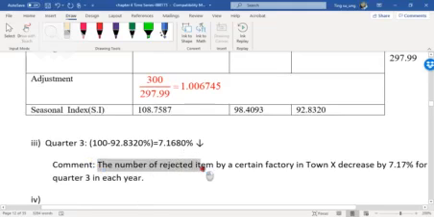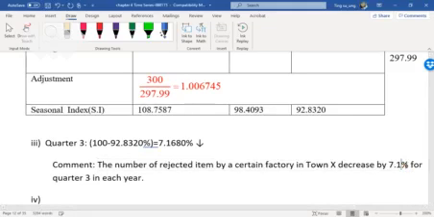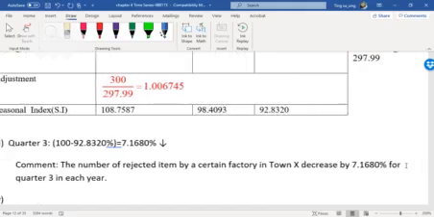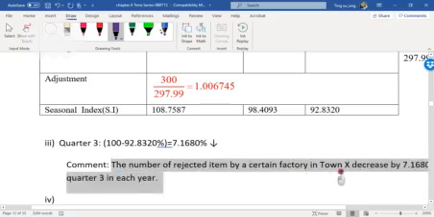So the number of rejected items by a certain factory in town X decreased by 7.1680% for which quarter? Quarter 3. Or you can say third term also can, in each year, because this is year. If this is about week, then week. If this is about month, then it will be in month. So how do you get the statement here?